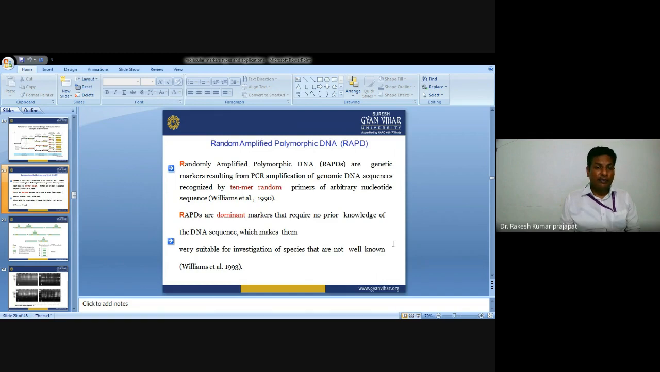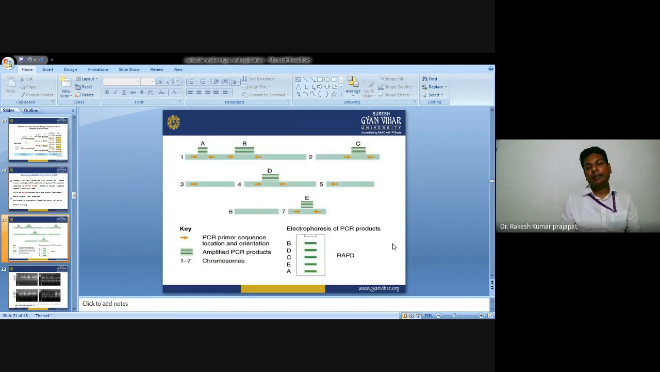In this case, we are designing an arbitrary nucleotide primer. Arbitrary means without knowing the sequences, we just randomly design, for example ATGC, GCTC, for the 10 nucleotides. By chance, these nucleotides will have complementary binding. You can see here in the picture, where the primer binds, it will get amplified. So randomly it will bind to different locations in the genome and give you different fragments. That is the basic principle behind RAPD, random amplification.